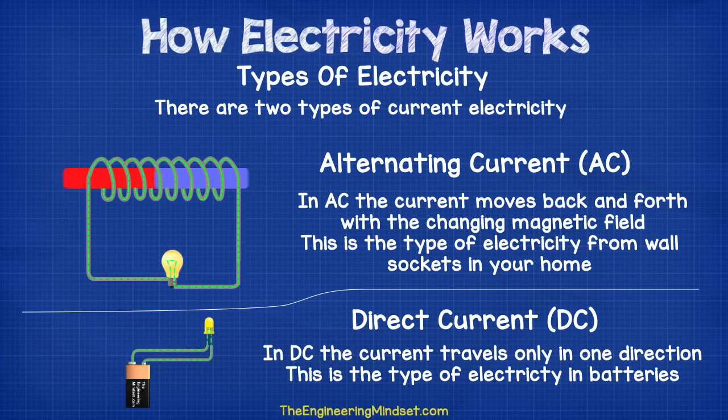So we can convert AC to DC and vice versa using power electronics. And this is how we charge and power small devices. It's also how solar panels can be used to power our homes, because solar panels produce DC power and our homes need AC power. So we have to convert this for it to be usable.